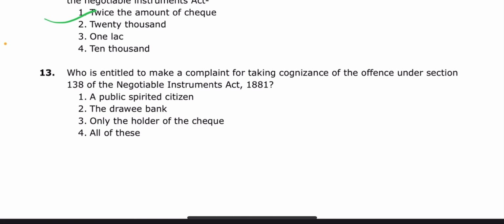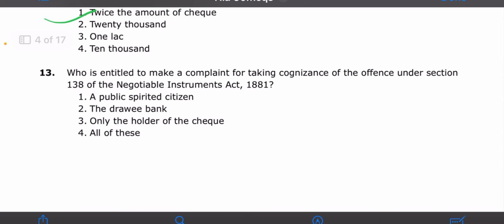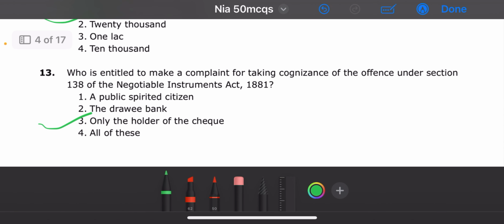Next question, who is entitled to make a complaint for taking cognizance of the offence under section 138 of the Negotiable Instruments Act 1881? The options are: a public spirited citizen; second, the drawee bank; third, only the holder of the check; fourth, all of these. The correct answer is third one, only the holder of the check.